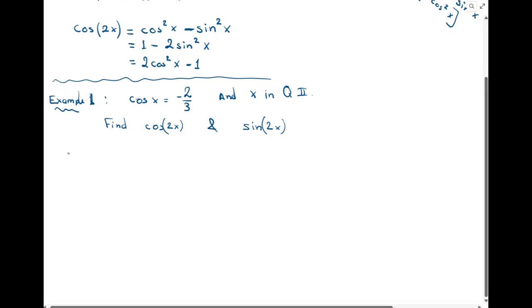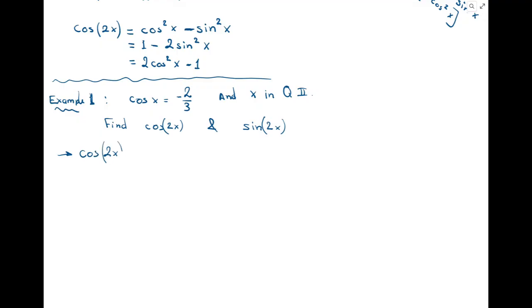Okay. So we start with cosine. So let's go with the cosine first. Cosine 2x is equal to, now we could use any of those versions of the formula. And because we are given the cosine function, I'm going to use the formula that only uses cosine because I don't know anything about the sine. So it will be 2 cosine squared x minus 1.